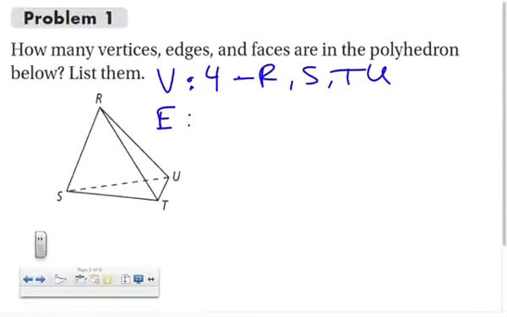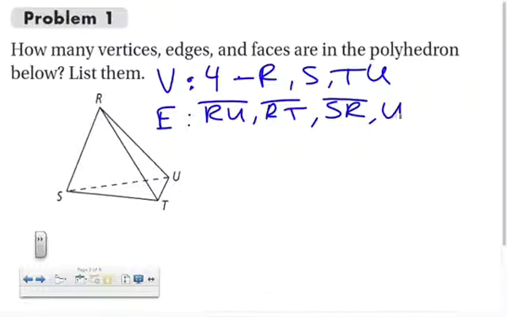How many edges are there? There's 6. Good. Edges, remember, are just the line segments. Our edges are UR, TR, SR, and then UT, ST, and US. Fantastic.